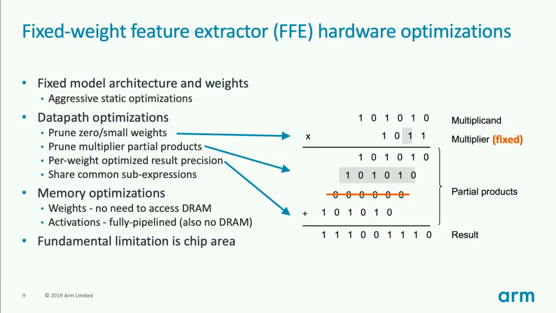And there are further things we can do as well. On the memory side, the weights are hard-coded in the logic, so there's no need to access DRAM memory to load them. And for the activations, because we have fully parallel hardware, we can pipeline the activations, and we only need to buffer a few rows of the output feature maps, rather than calculating the whole output feature maps before moving on to the next layer. The fundamental limitation here is chip area, because every time we add a parameter to the model, that adds some hardware in the feature extractor.